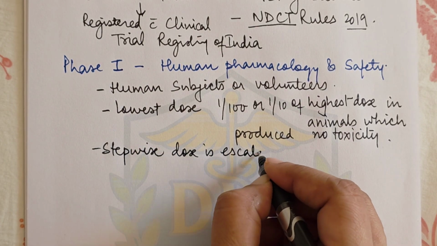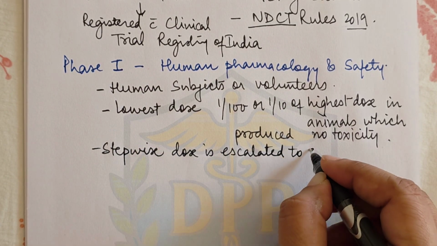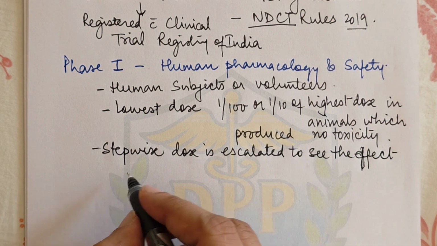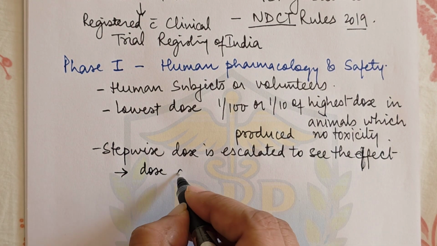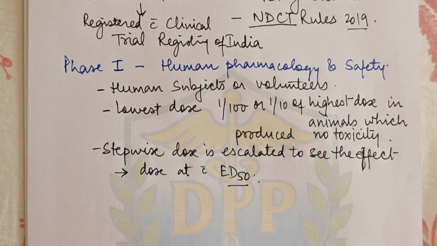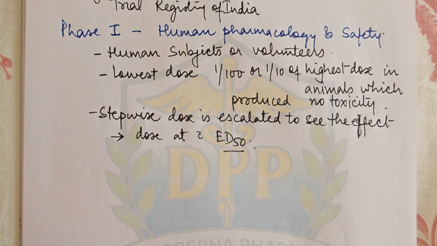and then stepwise the dose is escalated to see the effect, and then it is seen what is the dose at which ED50 is attained. ED50 is again when 50% of the people develop the effect.